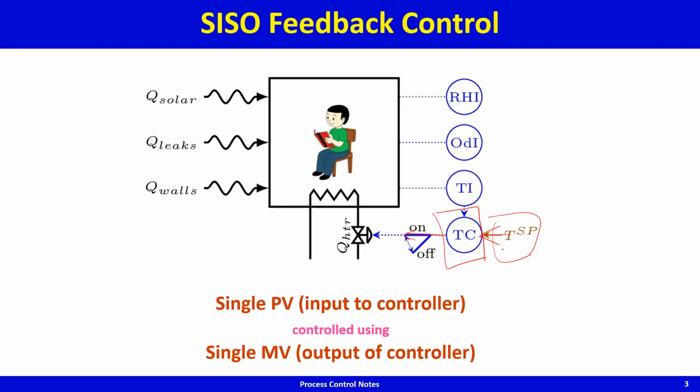So when we are talking of inputs and outputs, we are talking about things that are going to change over time. So the controller takes in the controlled process variable as the input, and its output is the desired changes in the manipulated variable. Hence the term SISO, single input, single output: single input to the controller, single output from the controller.